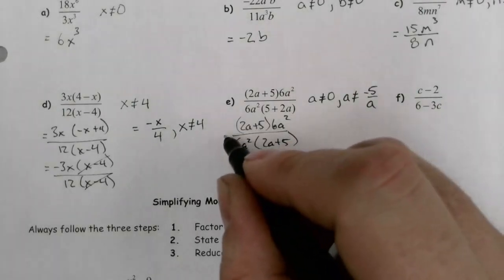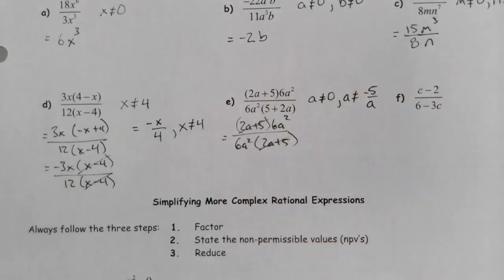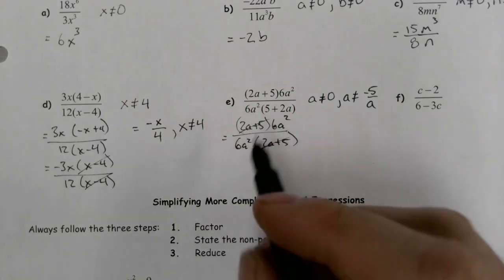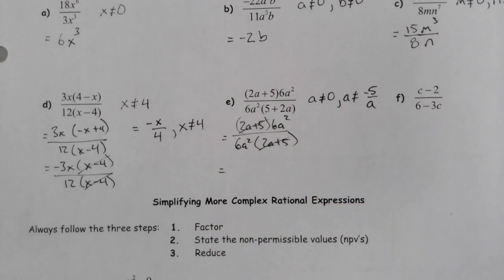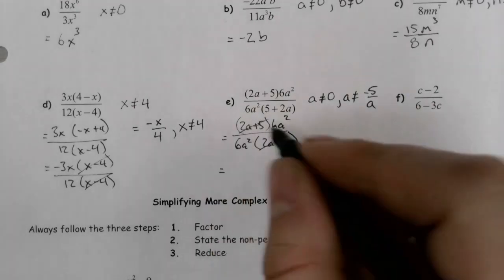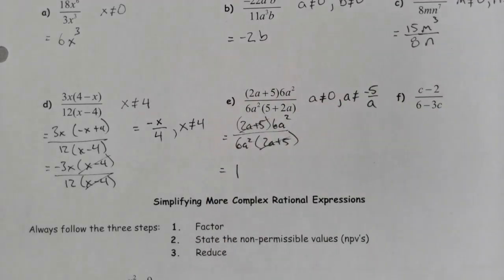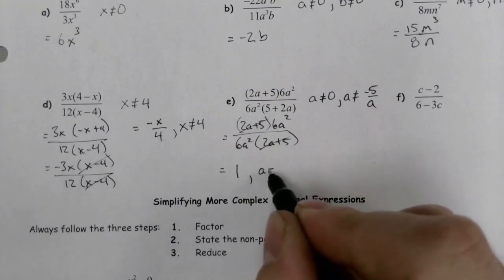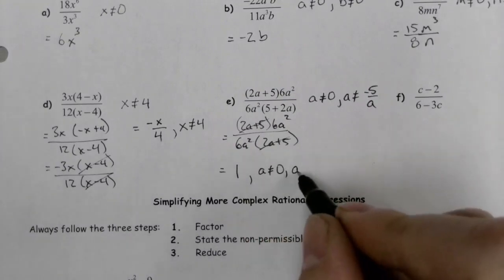So, okay, the 2a plus 5s are going to cancel. They're going to become 1, a factor of 1. 6 divided by 6 is going to become a factor of 1. A squared divided by a squared is going to become 1. Everything becomes 1. So this is going to be equivalent to 1, so long as you include these restrictions.